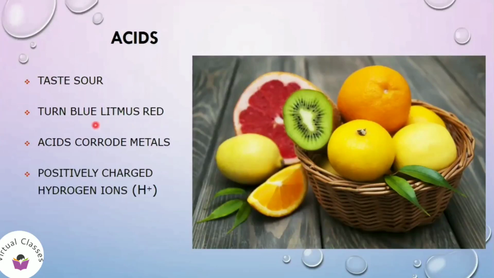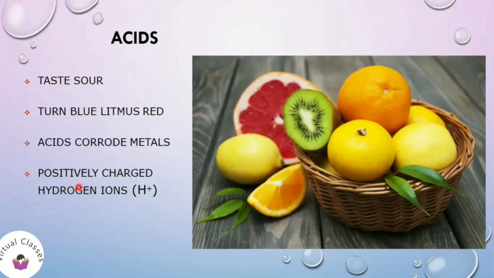Secondly, it turns blue litmus to red color. Litmus is a dye that we extract from lichens, which are a kind of plants. This dye changes its color from blue to red when it comes in contact with acids. Third is acids corrode metals. That is, acids destroy or eat the metals they come in contact with.